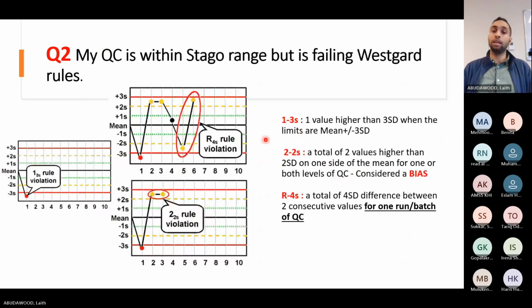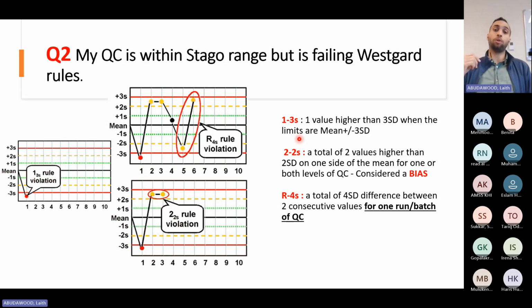Now, one very important point that customers miss about the 1-3S rule. If there is one run that exceeds 3 standard deviations, that's it, the rule is violated. Please pay attention though. The 1-3S rule is valid and you can use it if you are using your ranges as 3 standard deviations, not 2 standard deviations. Now, as you know, most customers use 2 standard deviations as their range, not 3 standard deviations.